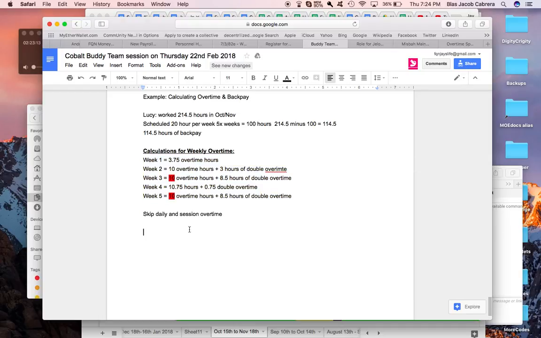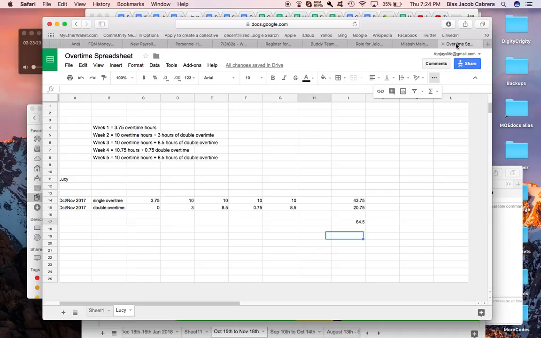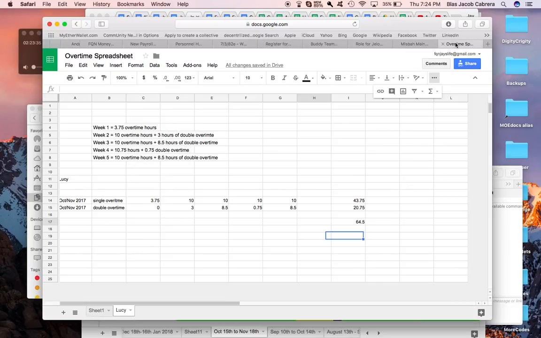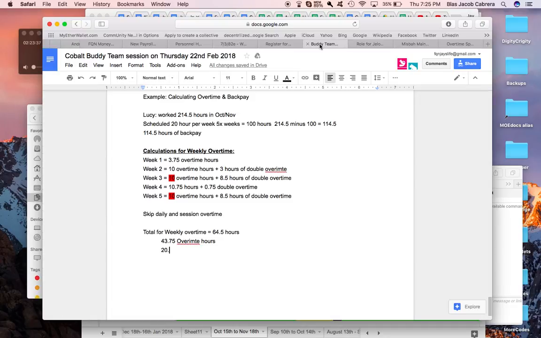So the total for weekly overtime is equal to 64.5 hours, and we can put the details, which is 43.75 overtime hours plus 20.75 double time hours, okay?